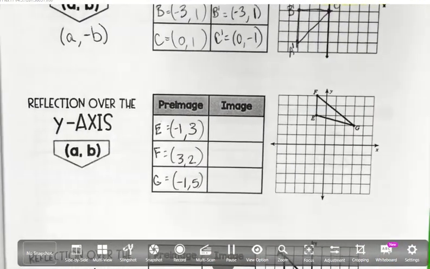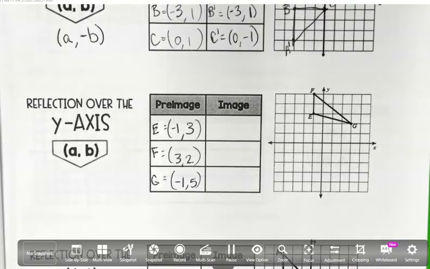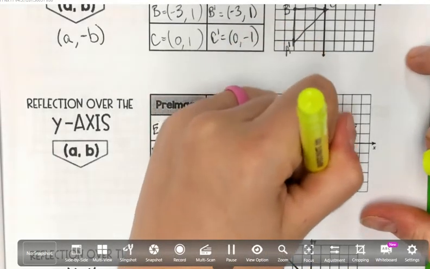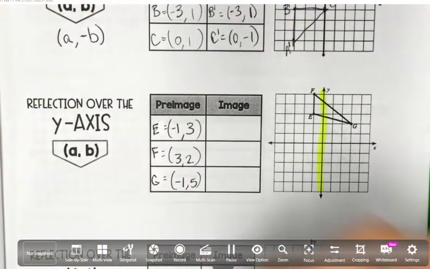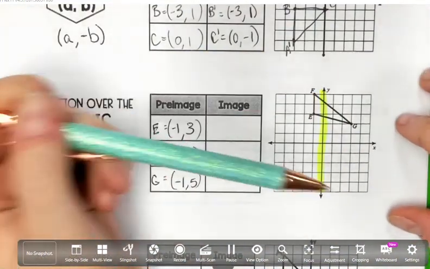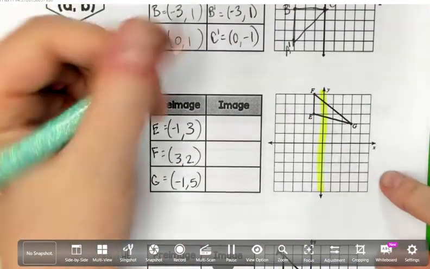So you'll have to pause this. I already wrote in the points so you can get those written down. Now it says to reflect over the y-axis. Ooh, this one's weird. So it runs right through that triangle. But it's okay because we're going to look at these points individually.